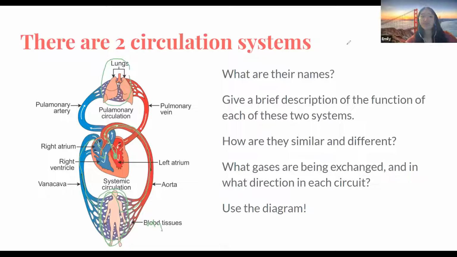So in summary, can somebody give maybe just one observation of what one similarity or difference is between these two systems of circulation, the pulmonary circulation and systemic circulation, that they remember from what we just discussed?